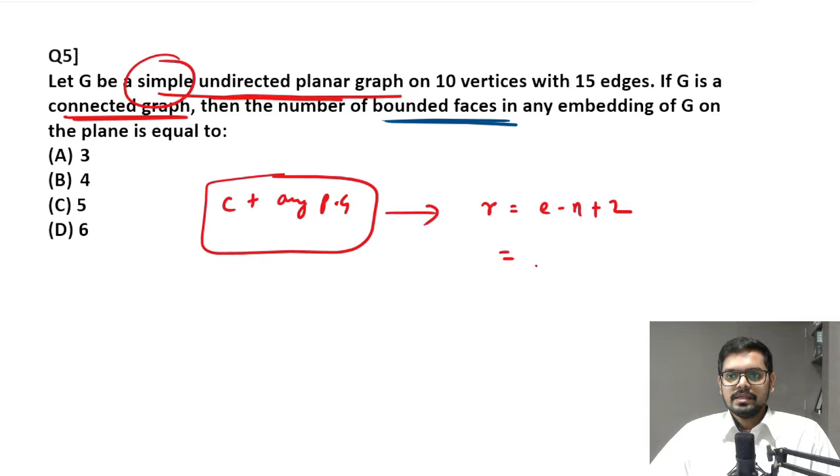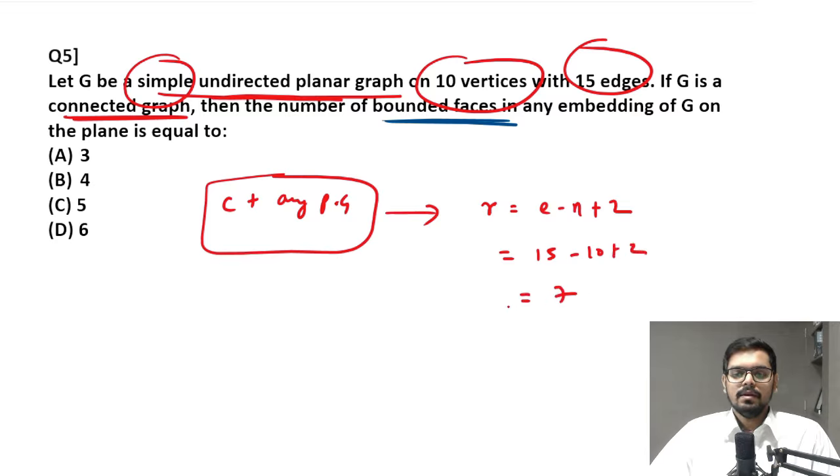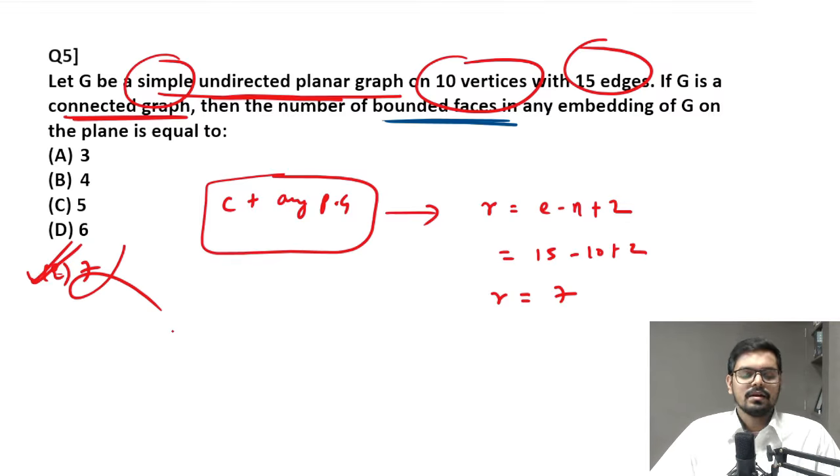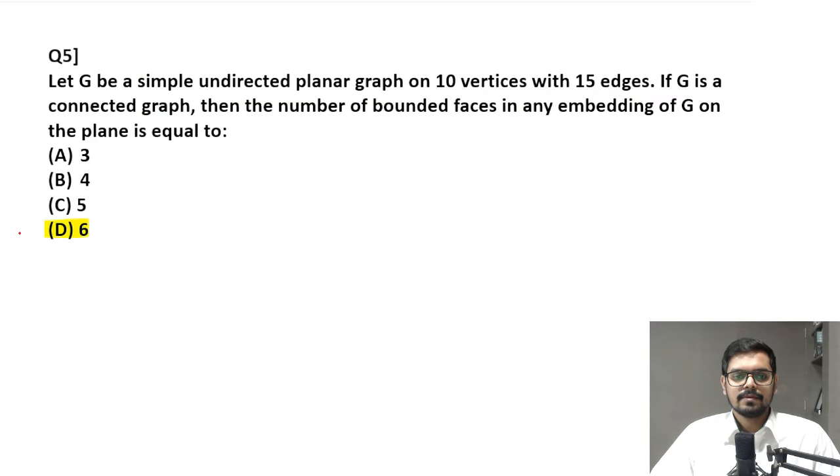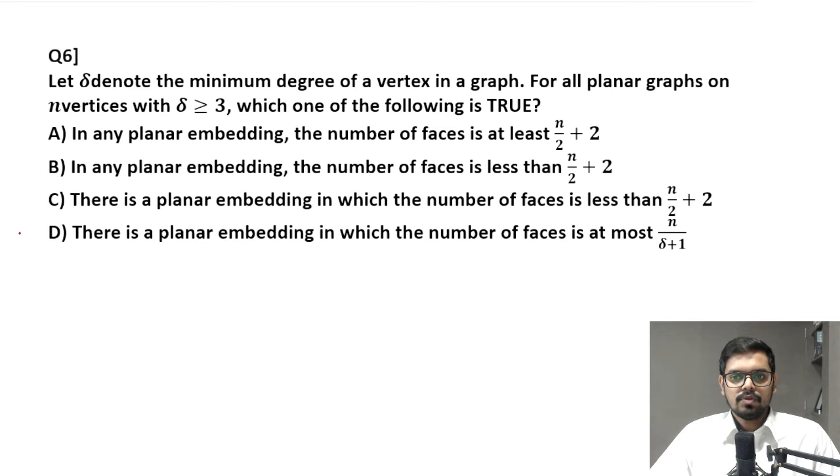Here edges are 15, vertices are 10. So do the calculation: 5 plus 2 is 7. But this 7 is not the answer. If I was the GATE examiner, I have a very dangerous mind. I will keep one of the options as 7, and I know a lot of students will mark 7. That is incorrect, since 7 has one unbounded region plus 6 bounded regions. So the correct answer is 6 bounded regions. Option D is correct. Makes sense? Easy. To the next question.